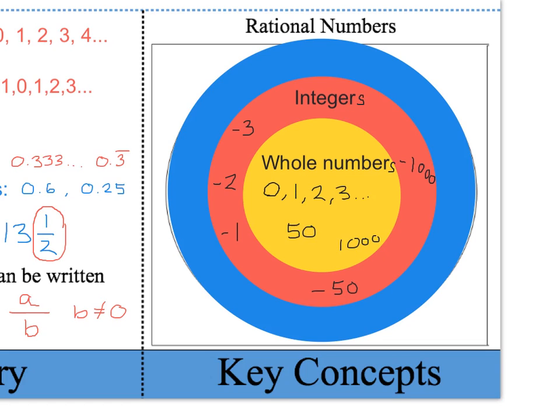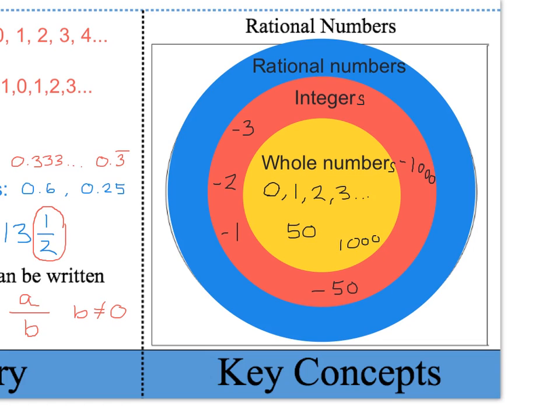So an integer includes any negative number and any whole number, including 0. Now the blue circle consists of our rational numbers. Notice that within the blue circle we have the whole numbers, which is the yellow circle. We also have integers, which is inside the red circle. So rational numbers is everything inside of the blue, the yellow, and the red.